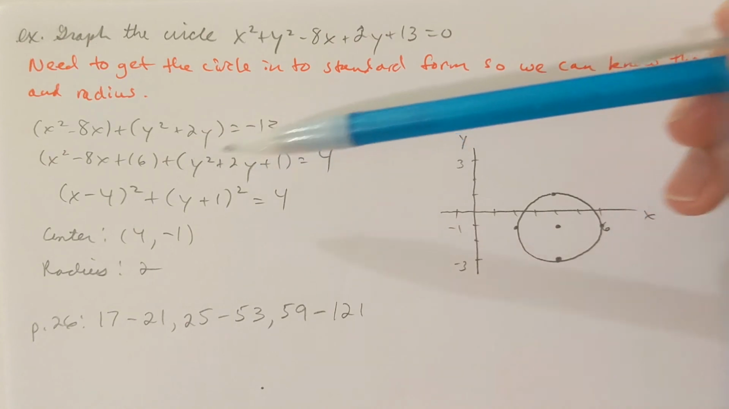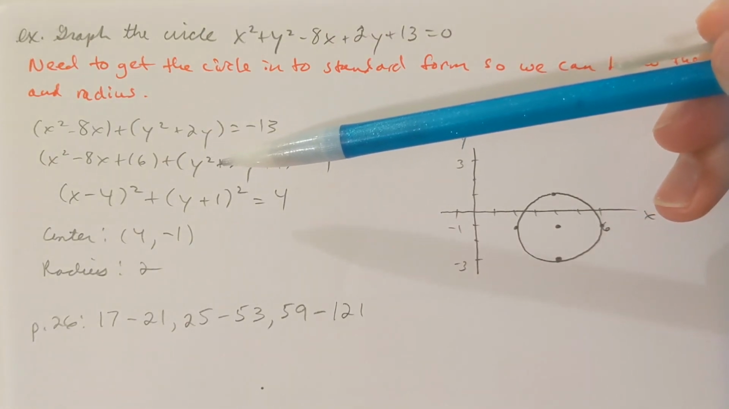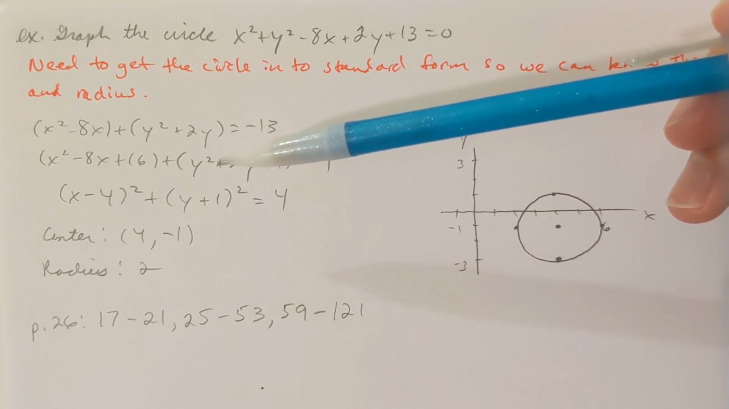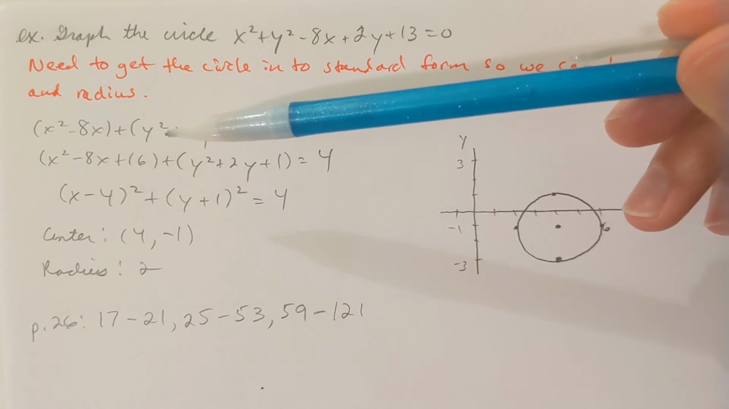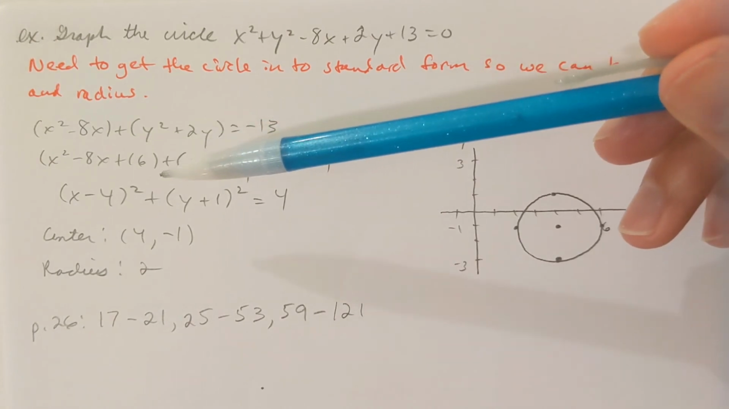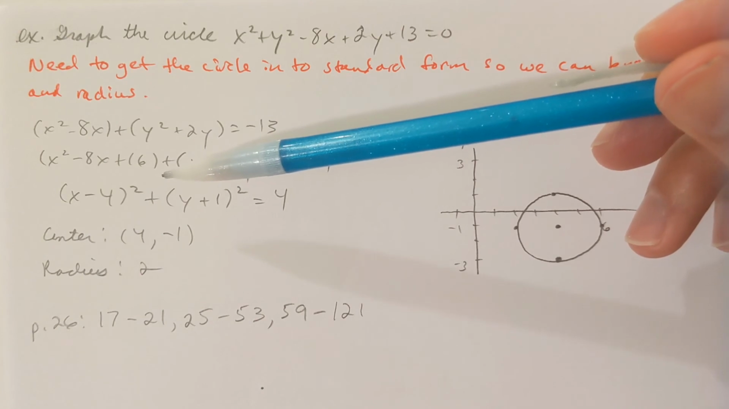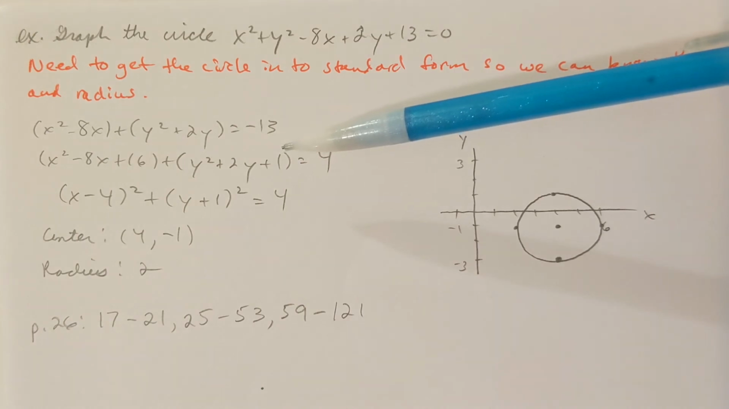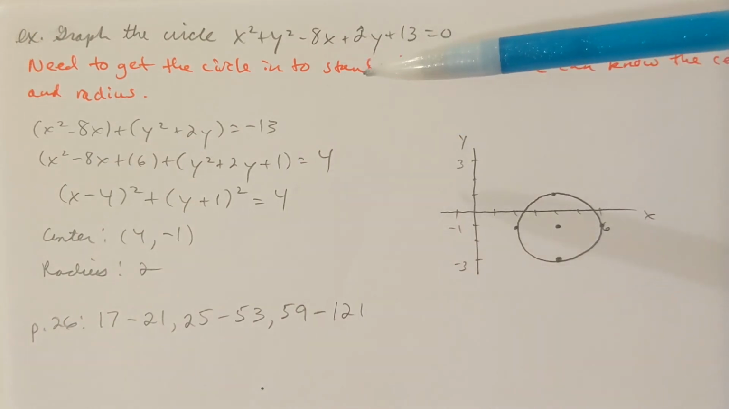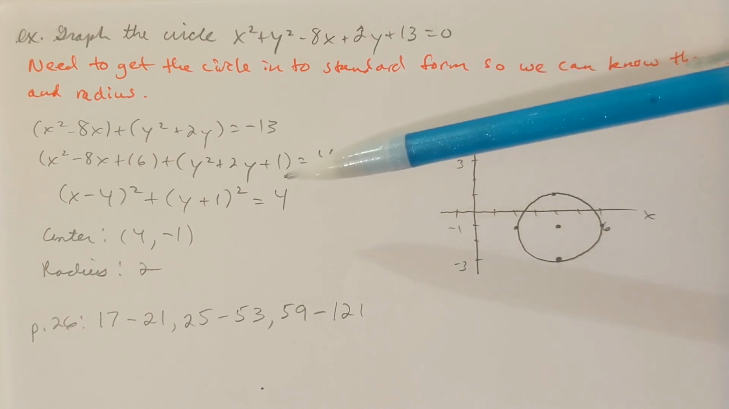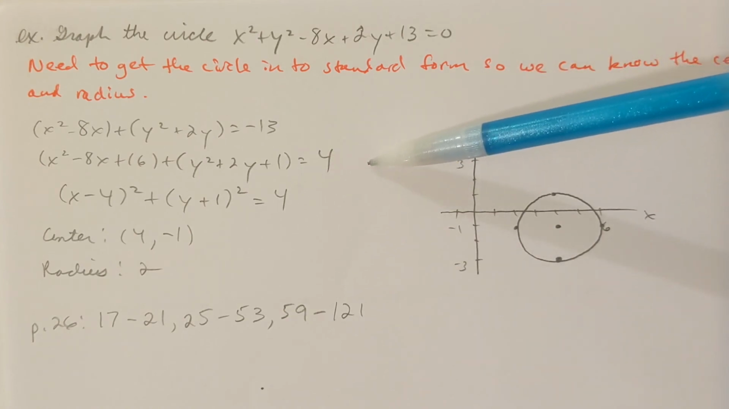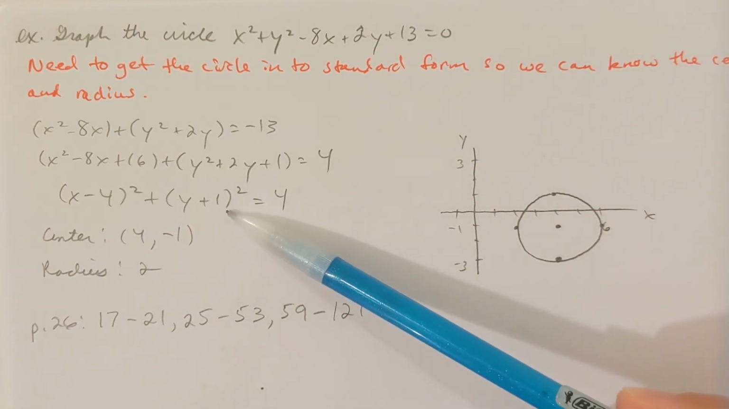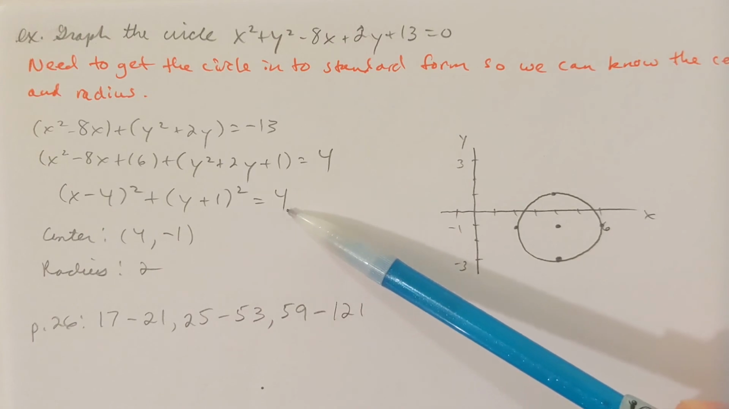Okay, now the reason for doing that, and that's my only option, by the way, is because the left side will always factor and the factors will always be the same. So x squared minus 8x plus 16 factors as x minus 4 times x minus 4, or x minus 4 squared. y squared plus 2y plus 1 factors as y plus 1 times y plus 1, or y plus 1 squared. Okay, so the center of the circle is located at (4, negative 1), and the radius is 2. 2 squared is 4.